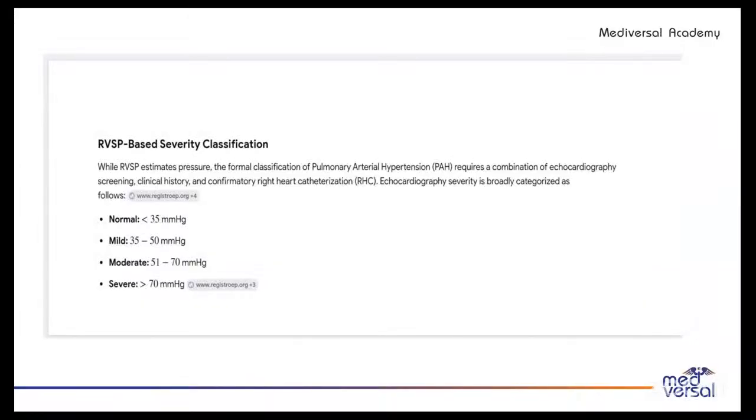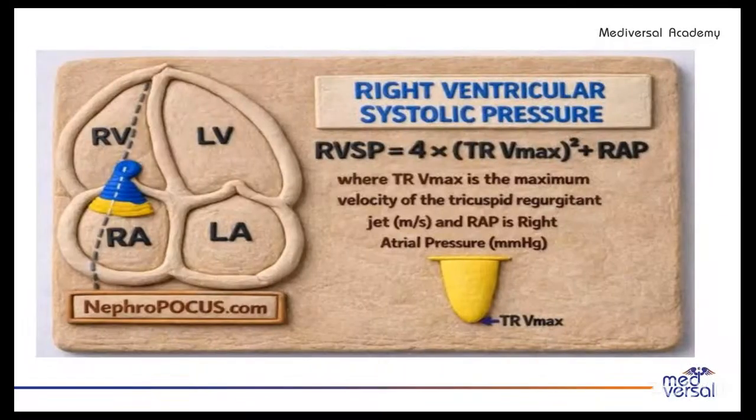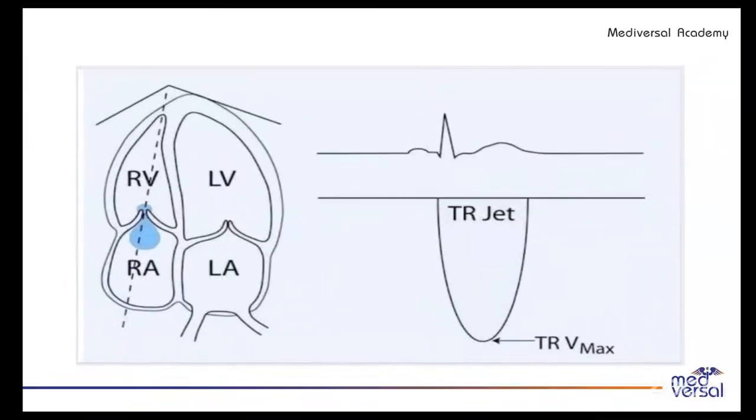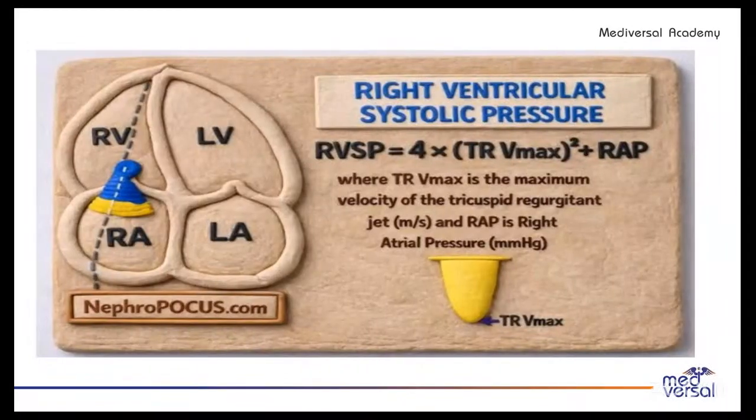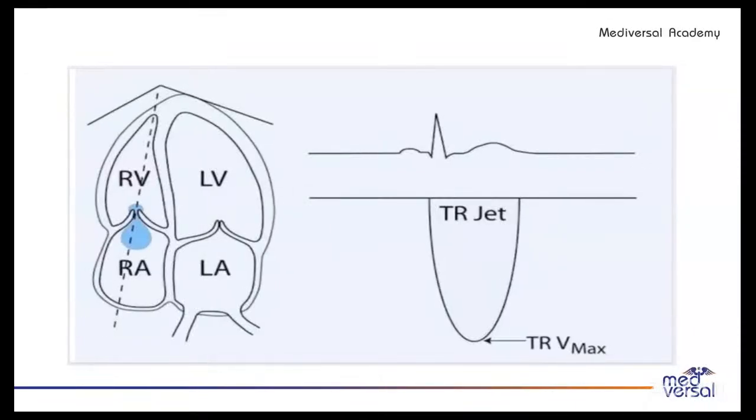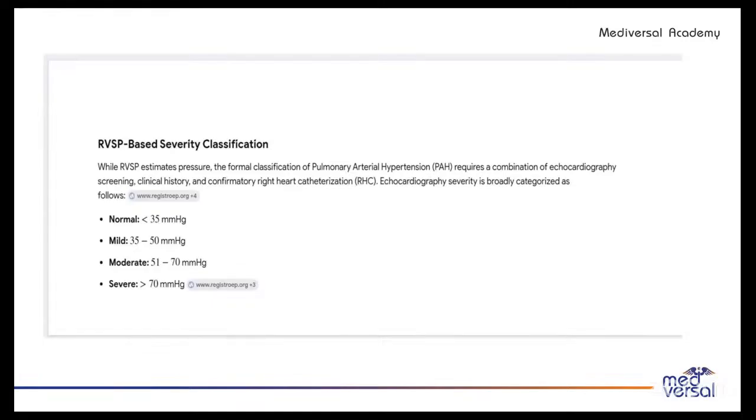After that, right ventricular systolic pressure will be calculated with Bernoulli's equation: 4 into TR Vmax whole square plus right atrial pressure. If we get a TR Vmax of 3, it is 4 into 3 whole square plus right atrial pressure. Based upon the TR jet velocity and the RVSP, we will classify pulmonary artery hypertension.